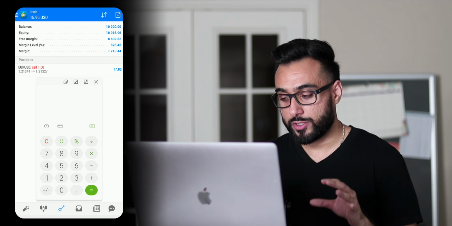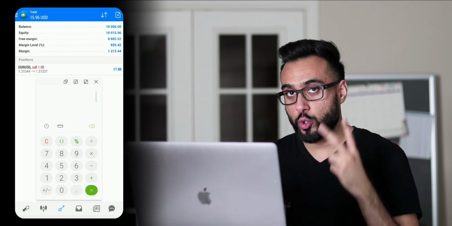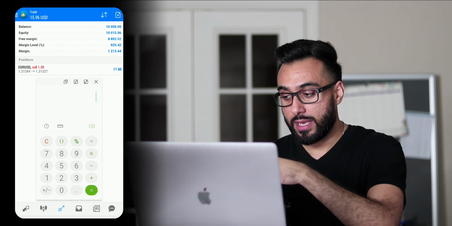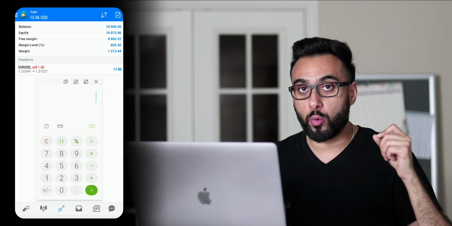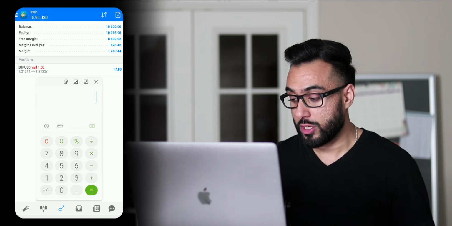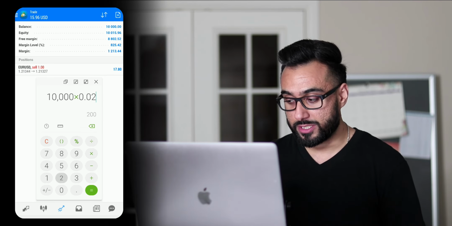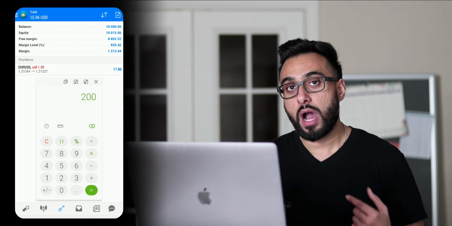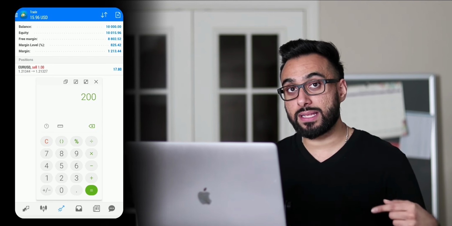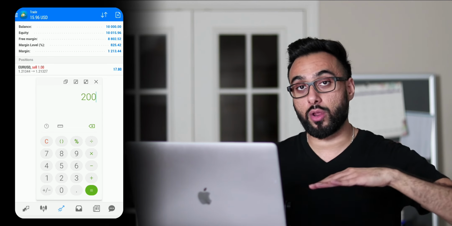So I want to explain something to you. If our account is $10,000 and we're willing to risk 2% of our account in order to enter this trade, we need to understand how much money we are willing or ready to lose. So we take $10,000 and we're willing to risk 2% of that, which is $200 that we're willing to lose. So we need to figure out how far can the price go against us in order for us to lose that $200 maximum and just cut our losses from there.